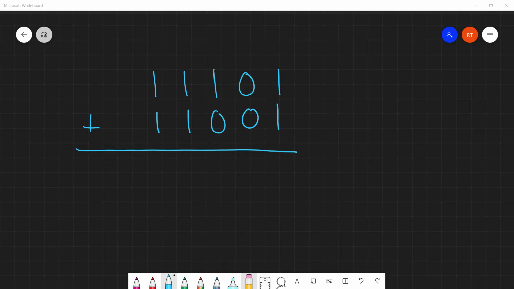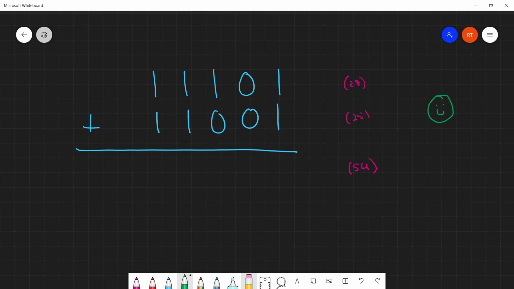Let's look at another example, 11101 plus 11001. In decimal, this is 29 plus 25, so the answer is supposed to be 54. I encourage you to pause the video and try working this out for yourself before watching the solution. And remember, it's totally fine to make mistakes. You won't really be learning anything otherwise, and nobody's watching you anyhow.